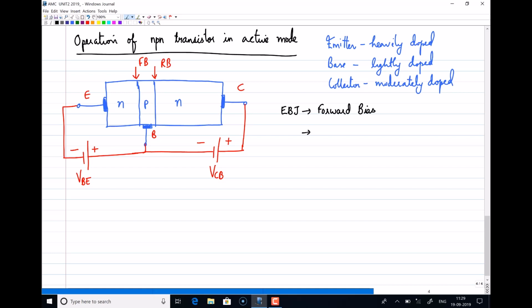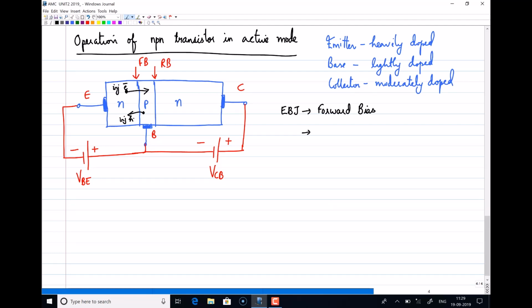Now when your emitter base junction is forward bias, we know that if a PN junction is forward bias, current will flow through this junction. So you can see that this junction is forward bias. Here electrons will flow across, so I'll call these the injected electrons, and we have holes here. Holes will move from this end to this end, so these are your injected holes.